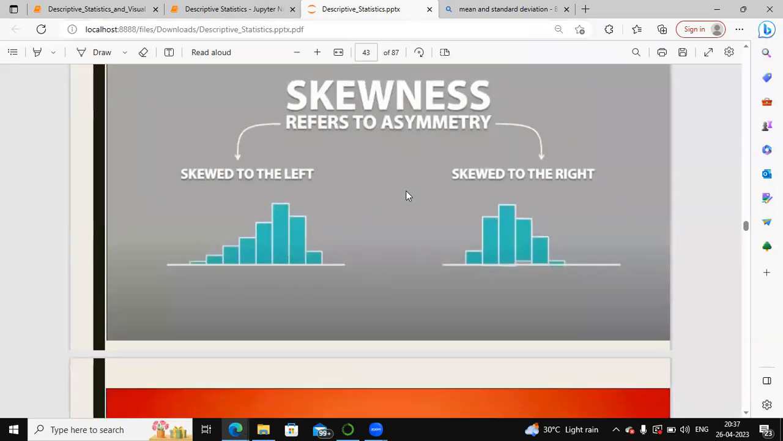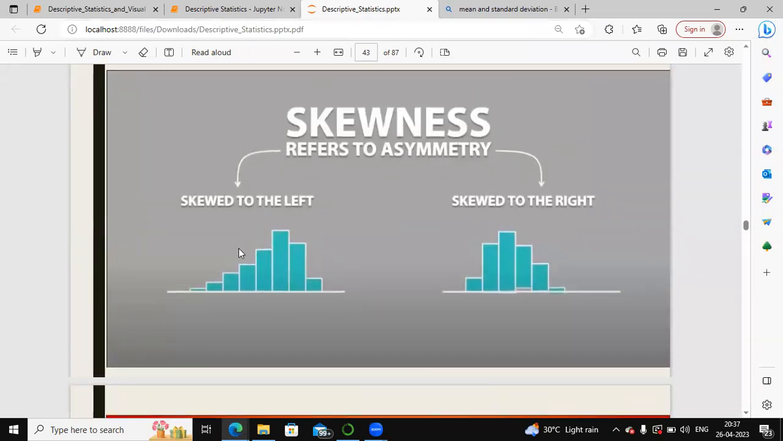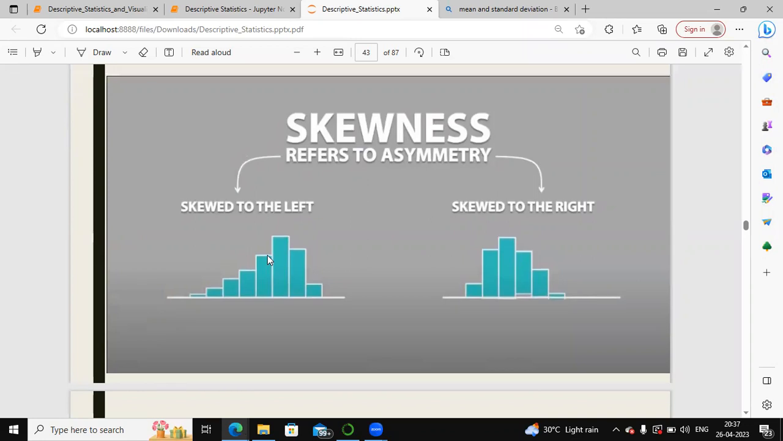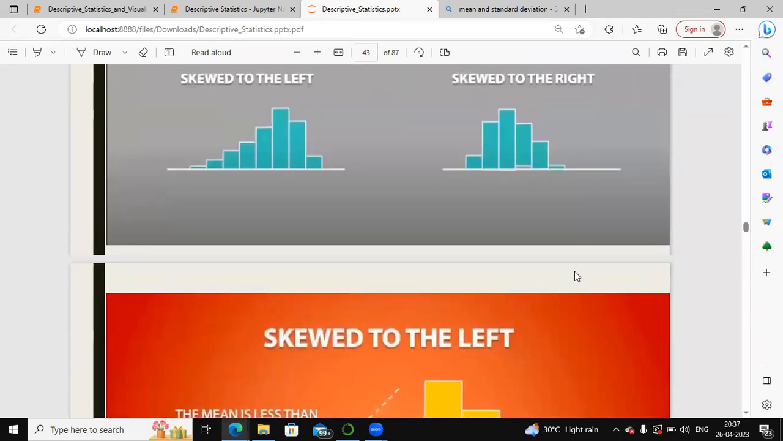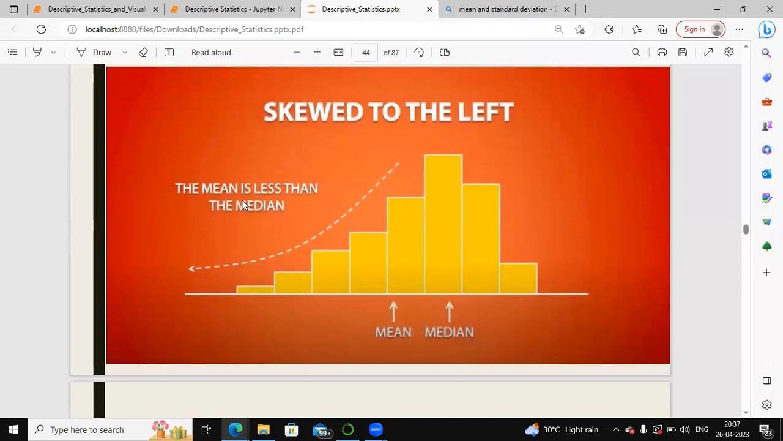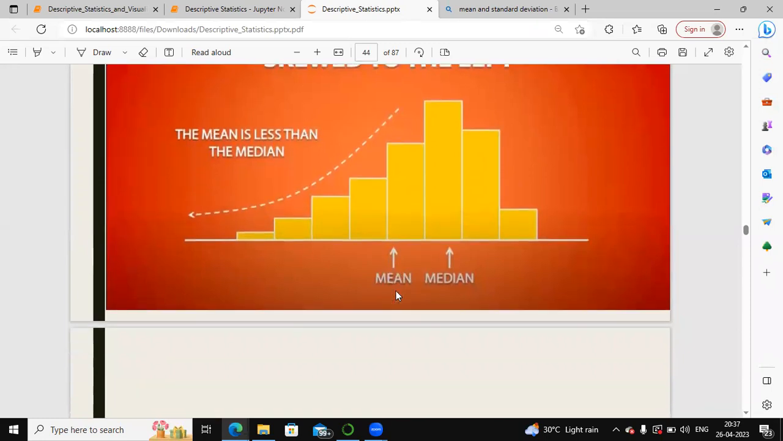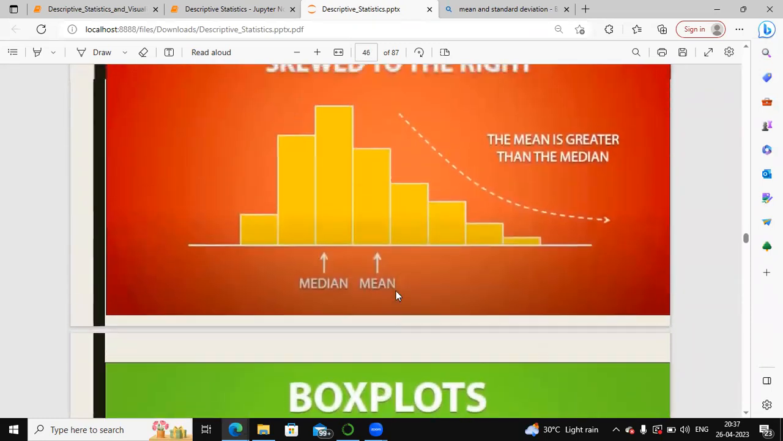So now let's come to skew. First, this is skewed to left. We say skewed to left when median is greater than the mean value, and we say skewed to right when mean is greater than median. So if mean is less than median, then it is skewed to the left. Median is over here and mean is over here, and when mean is greater than median, then it's skewed to right.